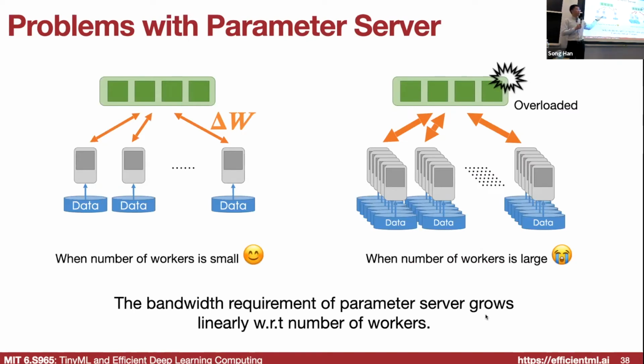So for a couple of workers, it's probably fine, but if we have a super big amount of workers, the communication overhead will be quite large, right? So the bandwidth requirement for this parameter server grows linearly with the number of workers, right? So imagine you have n workers, you have to collect n copies of data, right? So that's why the bandwidth requirement actually grows linearly with the number of workers.